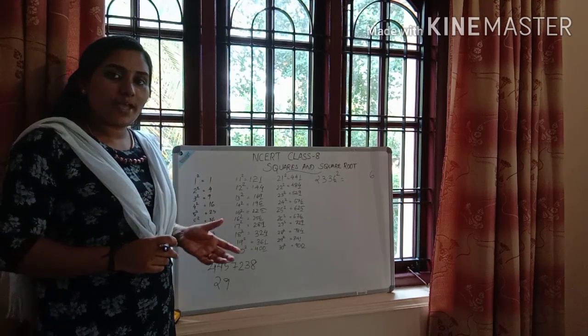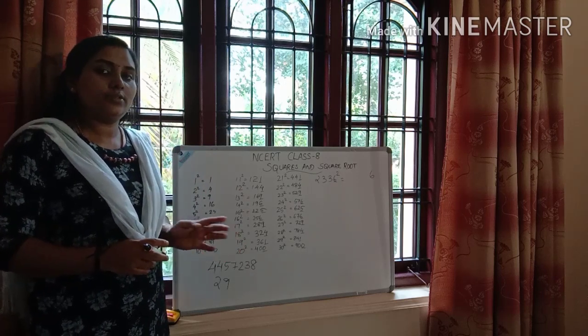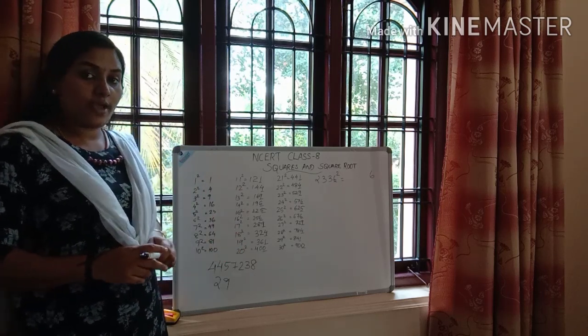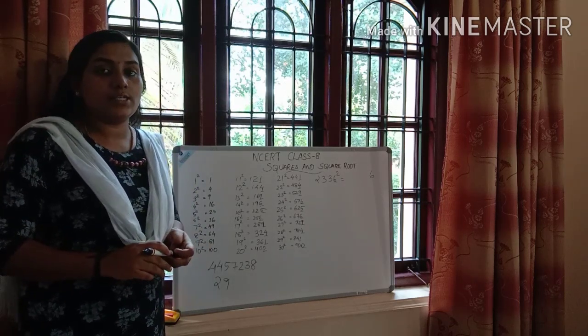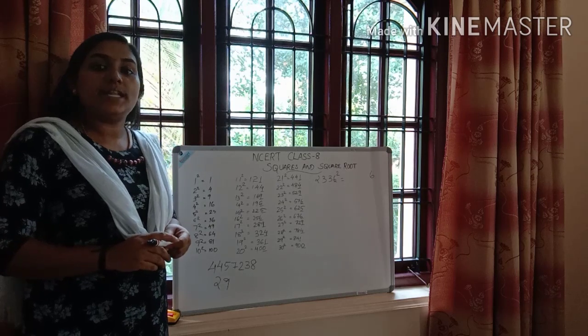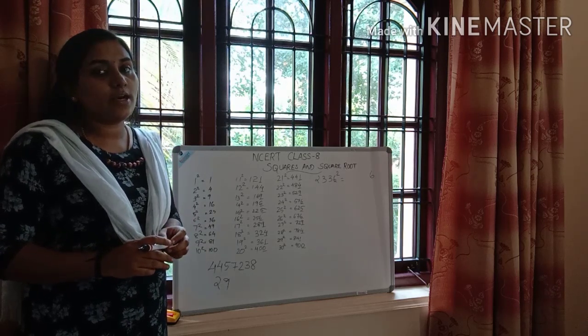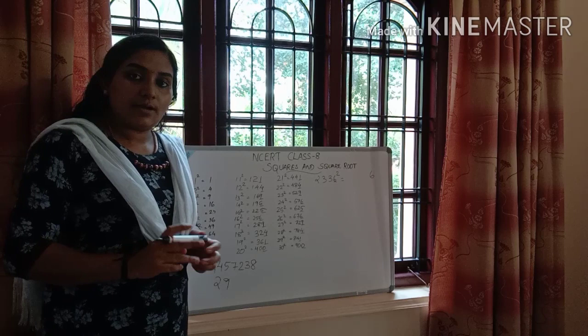1 square, 1. 2 square, 4. 3 square, 9. 4 square, 16. 5 square, 25. 6 square, 36. 7 square, 49. 8 square, 64. 9 square, 81. 10 square, 100.